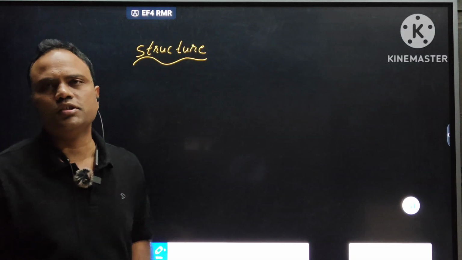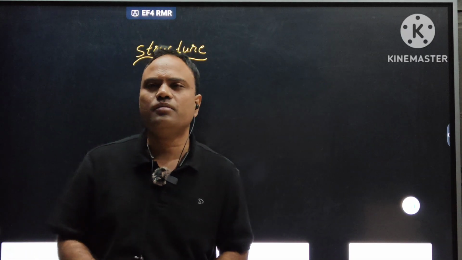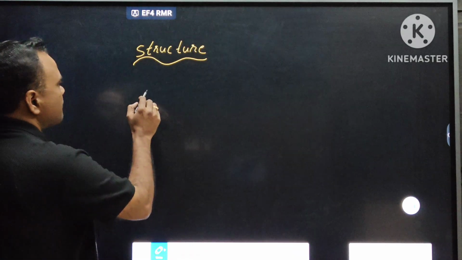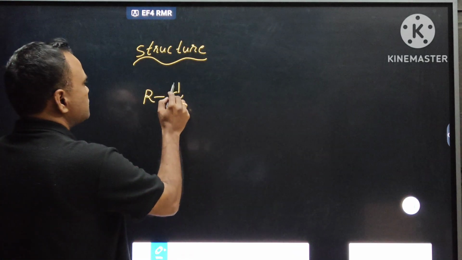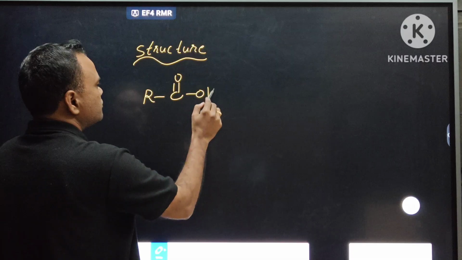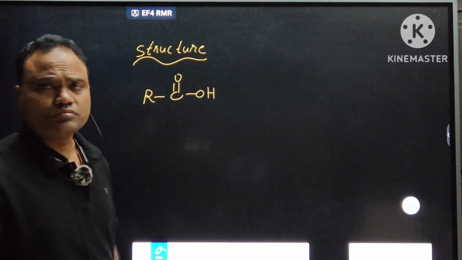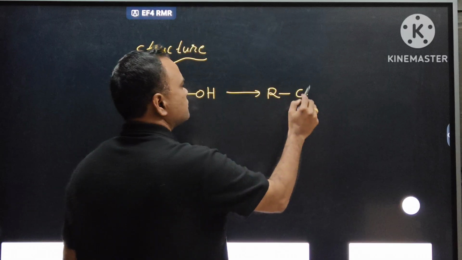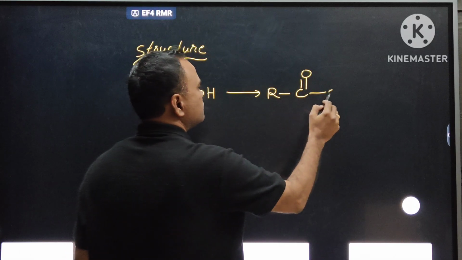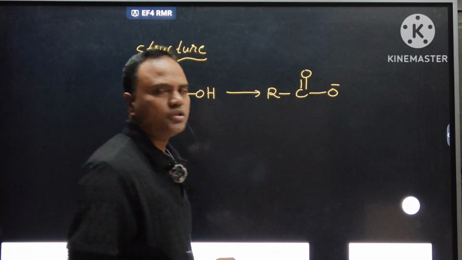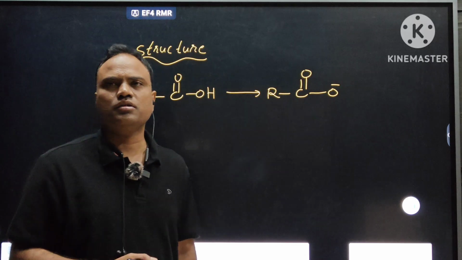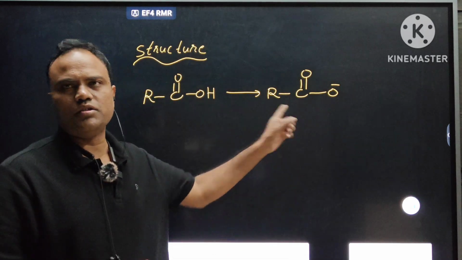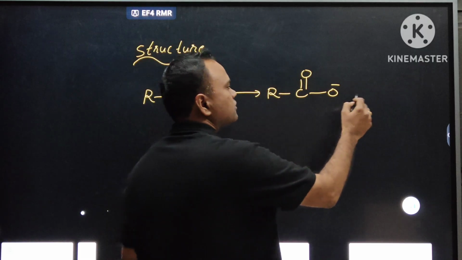Structure of carboxylic acid. What is the formula of carboxylic acid? RCOOH. R, C double bond O, OH. Remove one hydrogen from this. Due to its acidic nature, carboxylic acid loses an H plus ion to form the carboxylate ion. This is called the carboxylate ion.